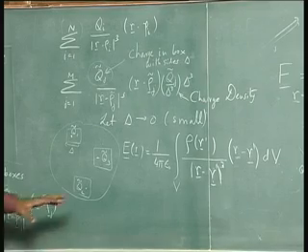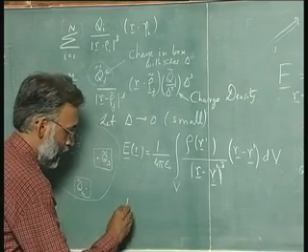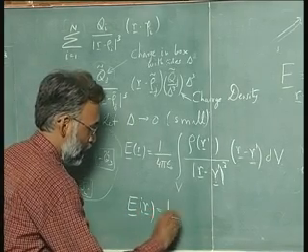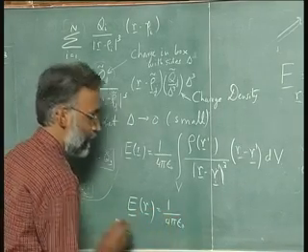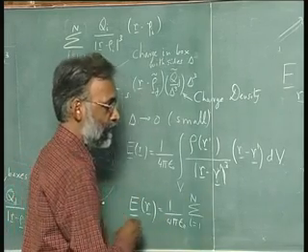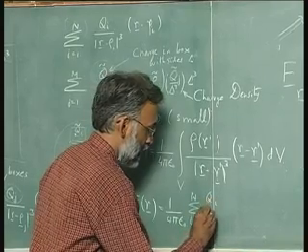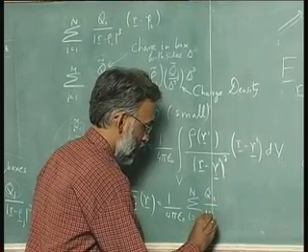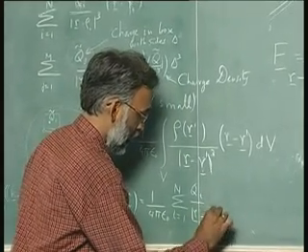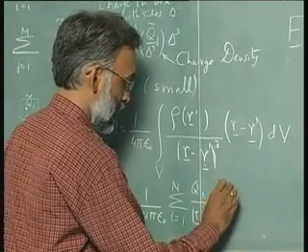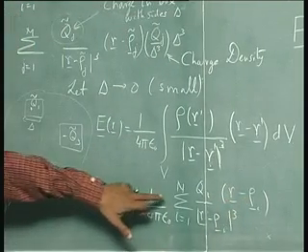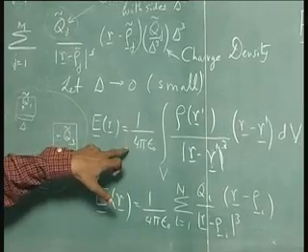So I have two kinds of equations. Let me write the other summation right next to it. E of r equals 1 over 4 pi epsilon 0 summation i equals 1 to capital N q sub i over mod r minus rho i cubed times r minus rho i. We have a summation form and we have an integral form.